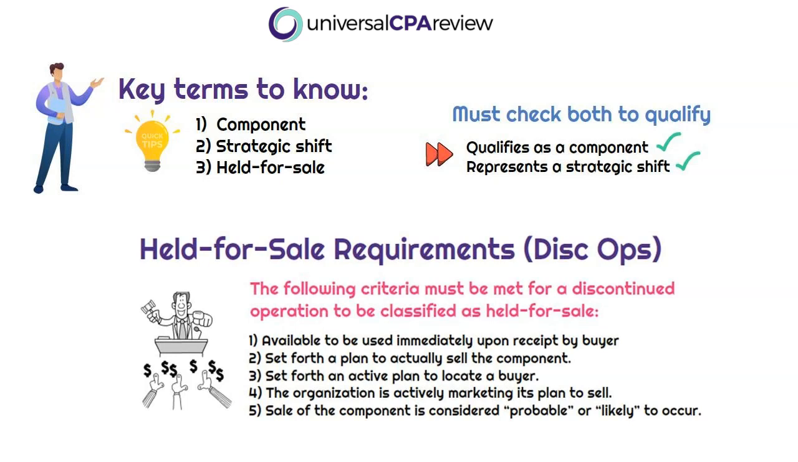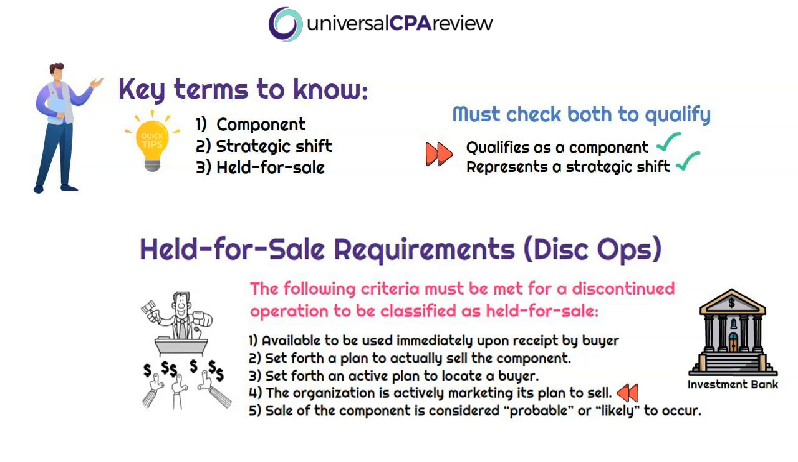Now, one thing, like I just mentioned, is that it must be classified as held for sale, and there are a few requirements, right? So as we can see, it basically means that this business can be sold immediately and used by the buyer as soon as they receive it. There actually has to be a plan in place to sell this component. It can't just be like, oh, maybe we should sell it. We don't have a plan, but let's sell it, right? There actually needs to be a plan. They need to actively locate a buyer. Now, usually they'll hire an investment bank to help them find buyers, but there must be some effort to try to locate a buyer. It says they could actively market its plan to sell.